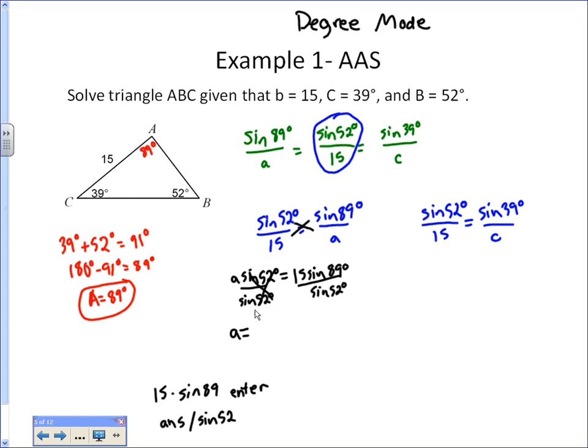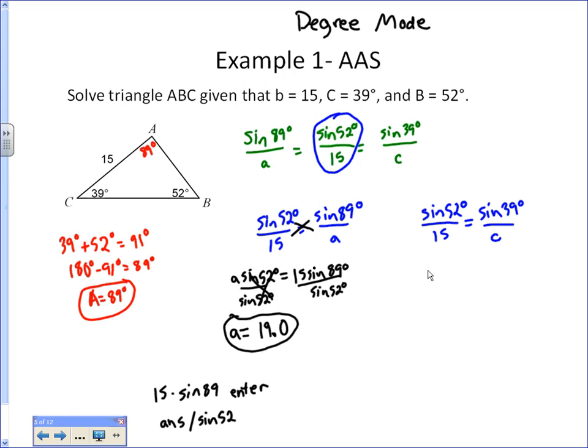See what happens. Okay, if I do this, 15 sine 89 and press enter, and then I divide by sine of 52, I get 19.03237406. So why don't we round that? I think in the section it says the nearest tenths. So this would be 19.0. So that's A.